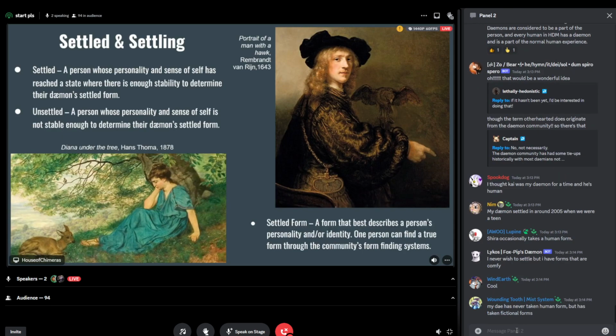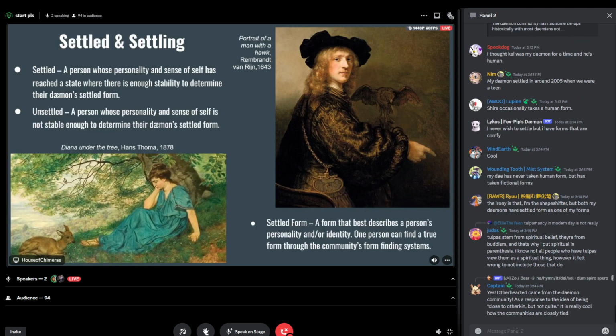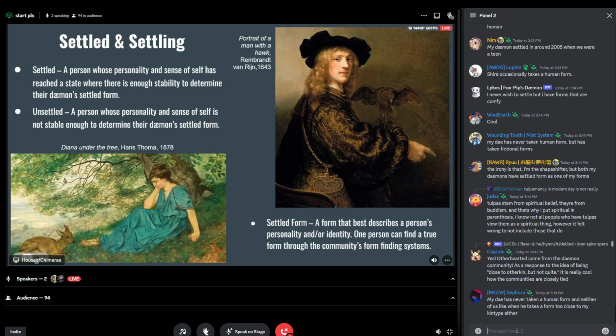Some dæmians have a daemon who always or almost always uses the form that they feel reflects them. Other times, many have a daemon who never uses a settled form, and instead sticks to forms that they find more fun or comforting. There is no set way that a daemon must exist as far as forms they take. It all boils down to personal preference.